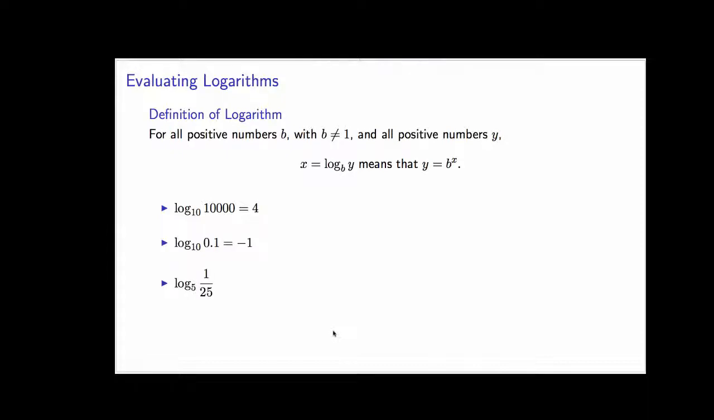Let's look at one more of these. Here we have the log base 5 of 1 over 25. Again, we're looking for a number x so that 5 to the x, our base here is 5, is equal to 1 over 25. 1 over 25 we know is 1 over 5 squared. Using our rules of exponents, this is the same as 5 to the minus 2. So our x here is negative 2, and we get that the log base 5 of 1 over 25 is equal to negative 2.